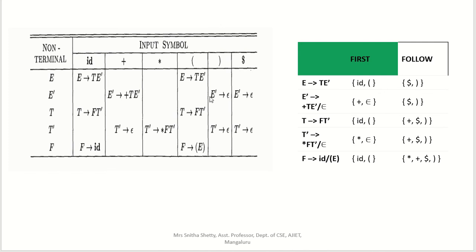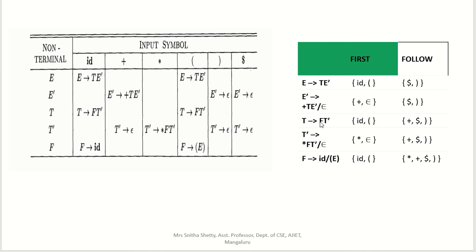Now look at the third production. What is the third production? T gives FT'. When T gives FT', the left hand side variable is T, so the column you should choose is T. Now in FT', the first symbol on the right hand side is not a terminal, it is a variable. So you should take the first of that variable.